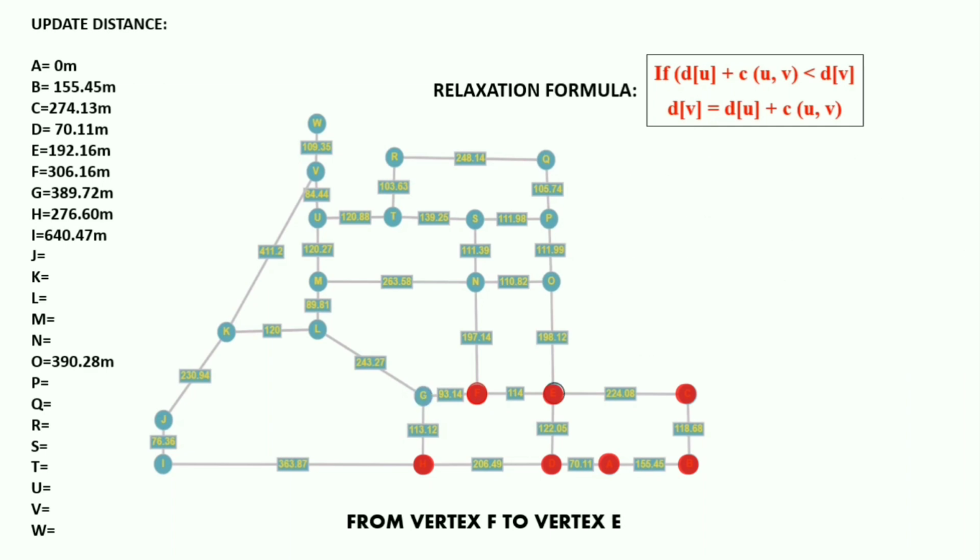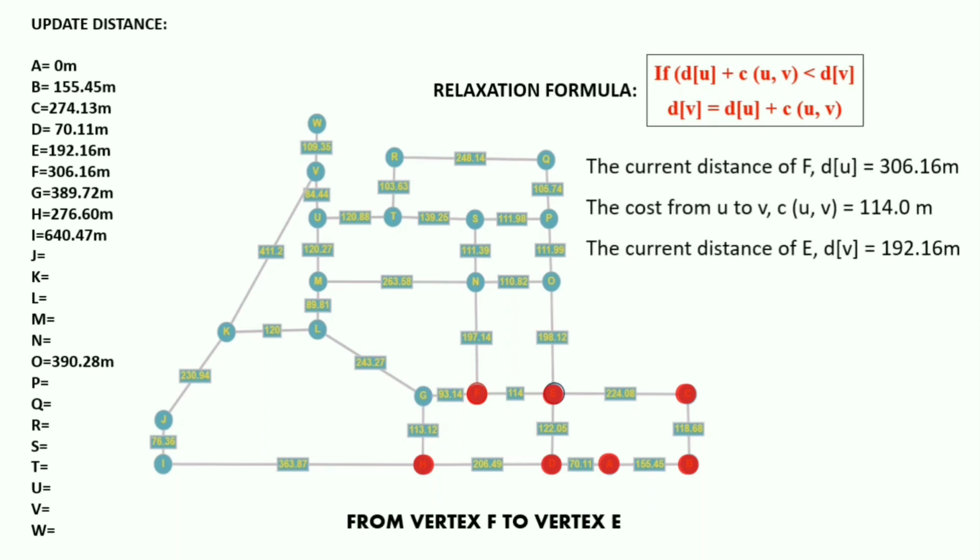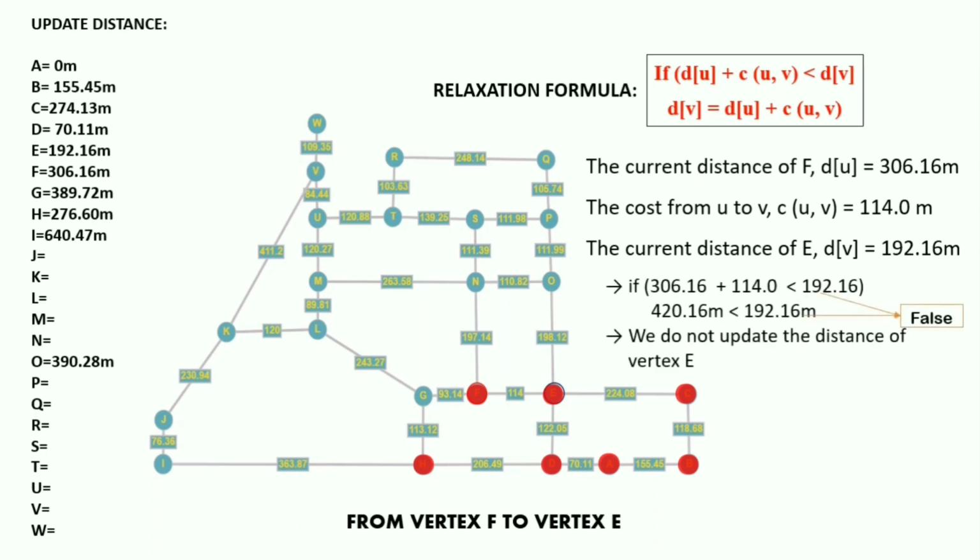We move to vertex F to vertex E. The current distance of F is 306.16 meter, while the cost from U to V is 114 meter, and the current distance of E is 192.16 meter. So this is the condition. It is false, so we will not update the distance of vertex E.